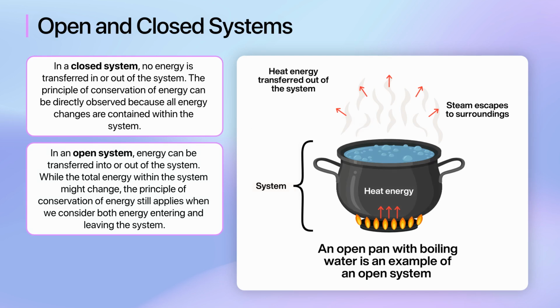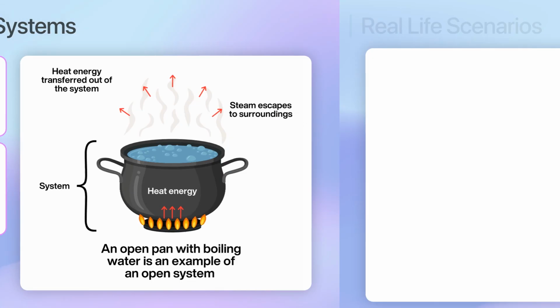In an open system, energy can be transferred into or out of the system. While the total energy within the system might change, the principle of conservation of energy still applies when we consider both energy entering and leaving the system. Let's now look at some examples.